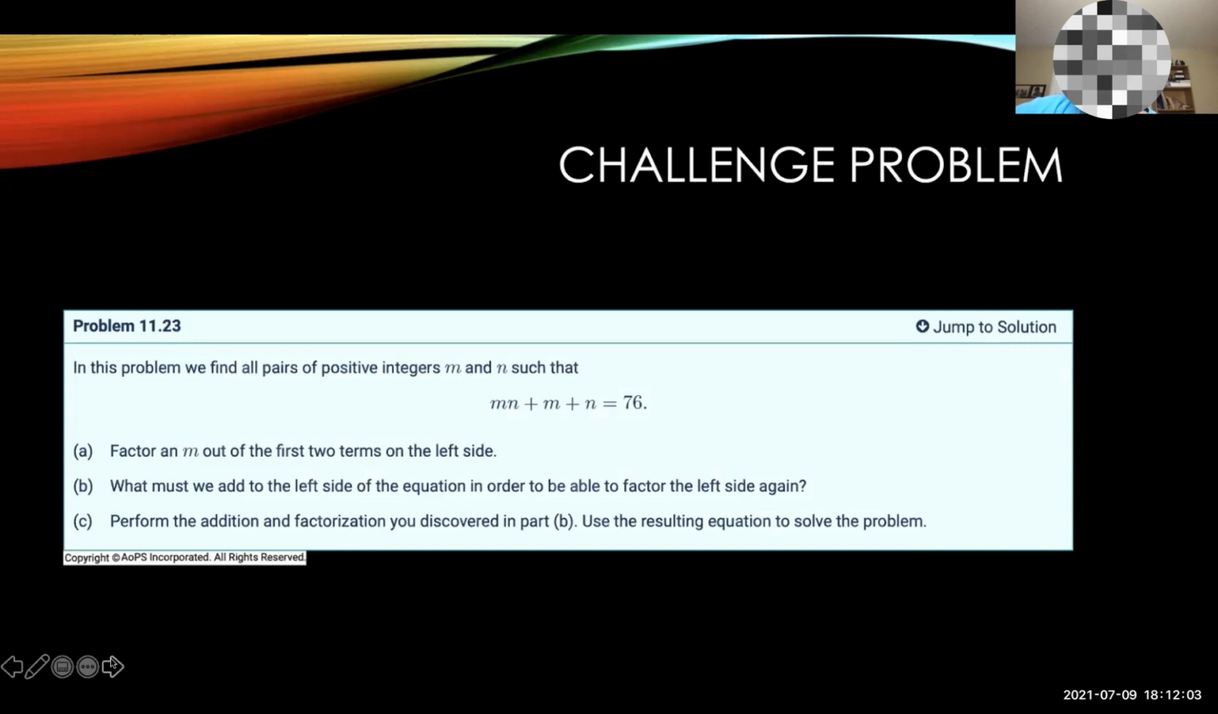And then here we have another challenge problem that I'm going to give you. This one is where we have this equation here, mn plus m plus n equals 76. And what we need to do is figure out all the possible solutions where m and n are integers and they will satisfy this equation.